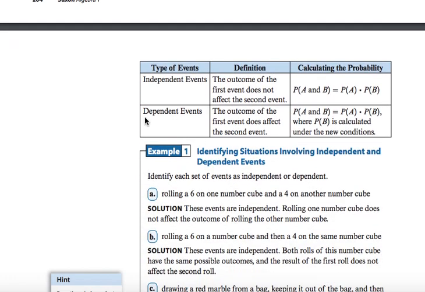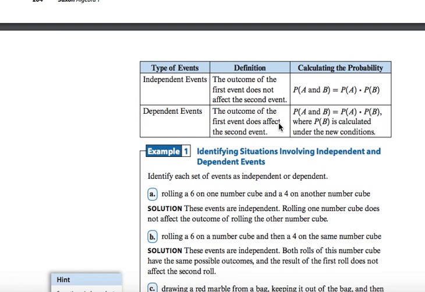Here's an example that's written out. Independent events, the outcome of the first event does not affect the second event, so you've got two probabilities, one being multiplied by the other. In a dependent event, the outcome of the first event does affect the second event, where the second event's probability is calculated under new conditions.